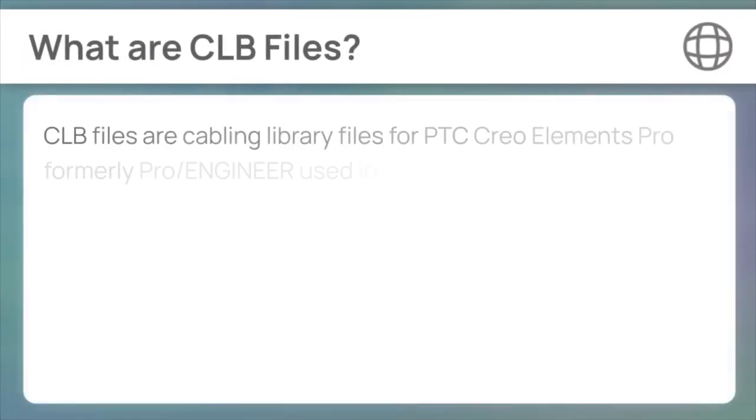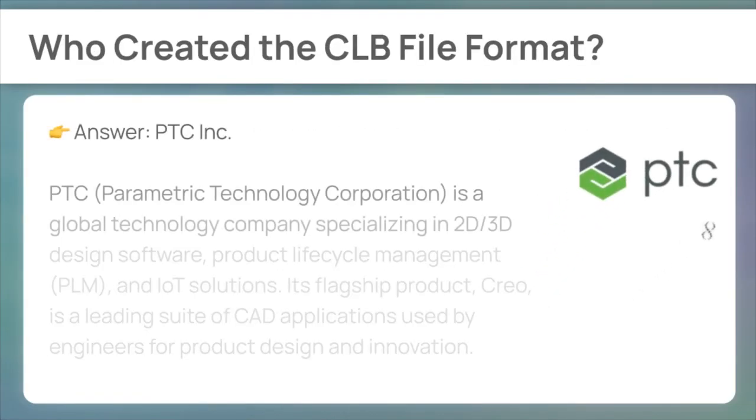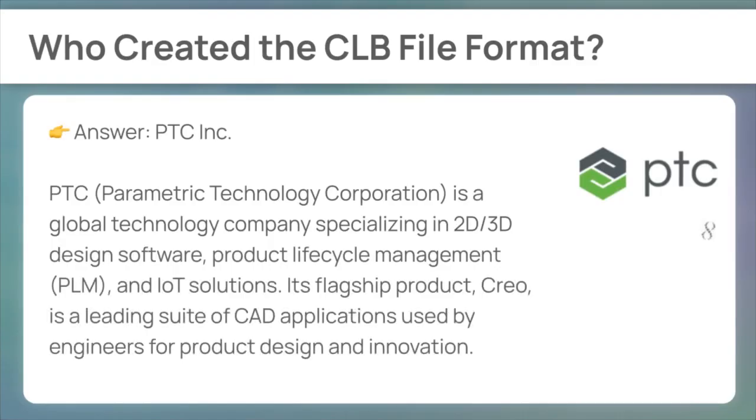CLB files are cabling library files for PTC Creo Elements Pro, formerly Pro Engineer, used in the Creo Cabling extension for cable harness design. They contain cataloged electrical component definitions, including connector models, wire specifications, cable bundle parameters, and routing rules for three-dimensional cable harness design and manufacturing documentation.